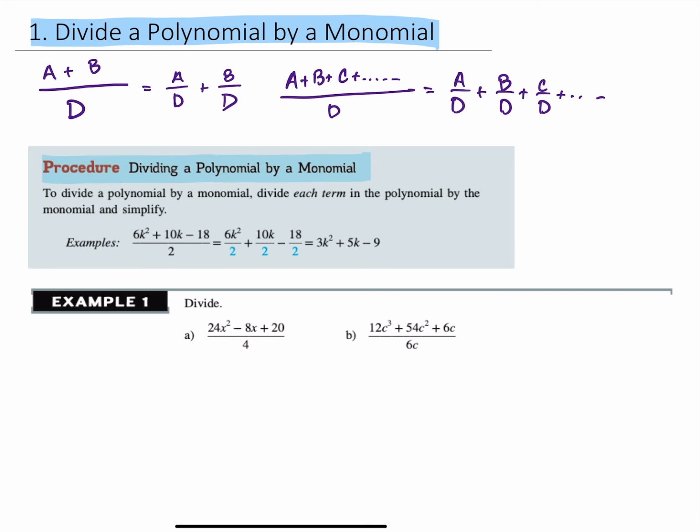That's the procedure that they're defining here. They say to divide a polynomial by a monomial, divide each term in the polynomial by the monomial and simplify. So just take a look at their example. They have 6k squared plus 10k minus 18, and it's all being divided by 2. So they end up splitting up each term into being divided by 2, and that reduces everything.